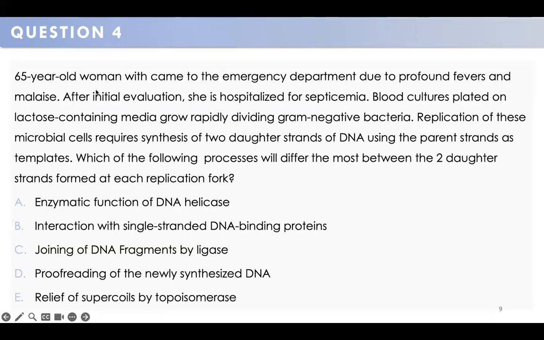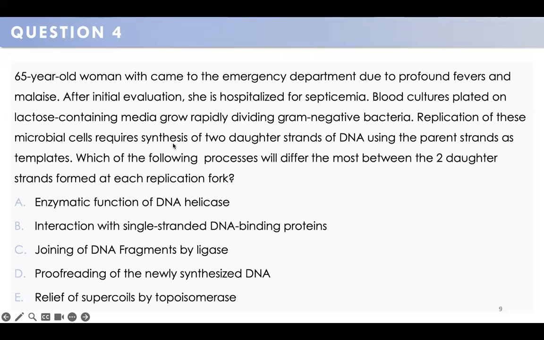Exactly. Okay, moving on to question 4. A 65-year-old woman came to the emergency department due to profound fevers and malaise. After the initial evaluation, she is hospitalized for septicemia, which is the infection of the blood, bacteremia of the blood. Blood cultures plated on lactose-containing media grow rapidly dividing gram-negative bacteria.